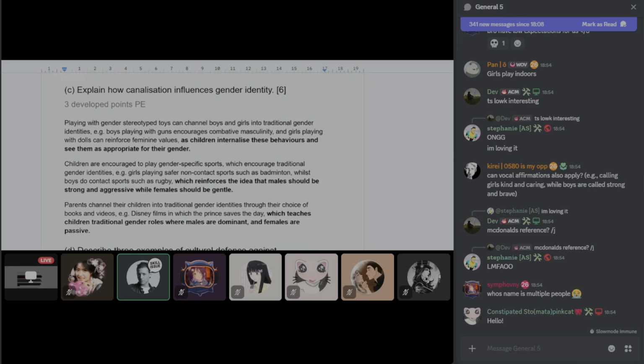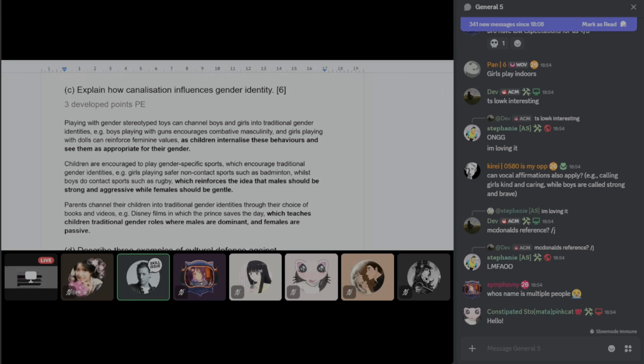And vocal affirmations also apply? Oh, that is a really good answer. That is 100% correct. I read this in the book as well. I forgot the name of that sociologist, but she had four basic theories, kind of like verbal appellations, etc.